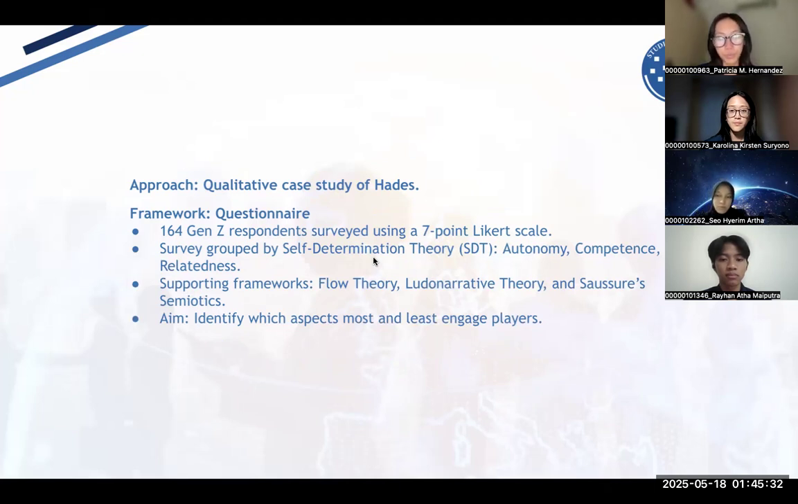The survey was grouped around self-determination theory, focusing on three core needs: autonomy, competence, and relatedness. And to strengthen our analysis, we brought in three supporting frameworks: flow theory, ludonarrative theory, and Saussure's semiotics. And our main goal is to identify which aspect of Hades most and least engage players.